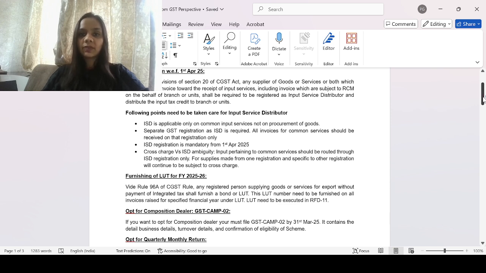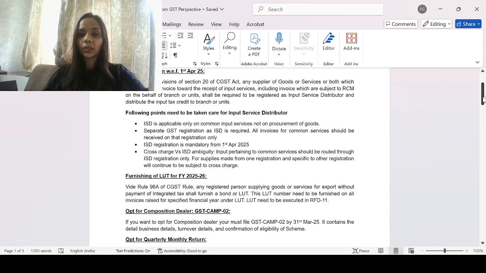Second is the furnishing of the LUT number for financial year 2025-26. LUT is needed when we are doing any export of goods or services without payment of IGST; then it is mandatory to furnish an LUT in form RFD-11. The LUT number needs to be mentioned on all invoices, debit notes and credit notes generated from 1st April 25 if we are filing an LUT for the financial year 25-26.